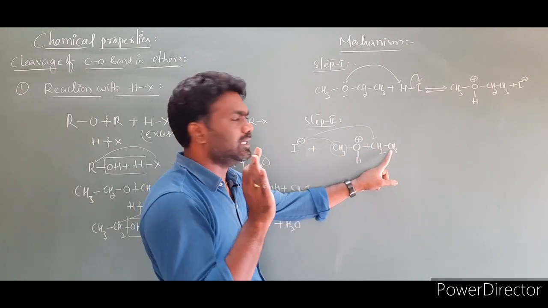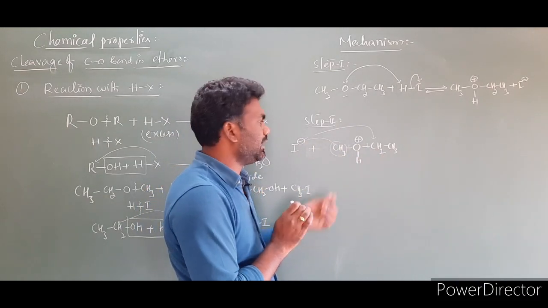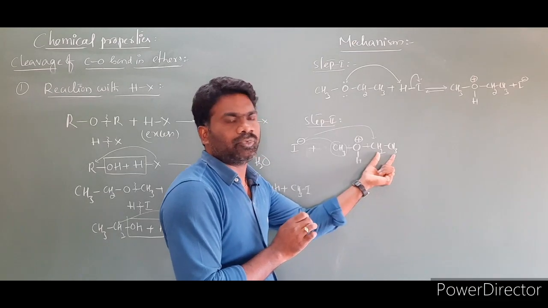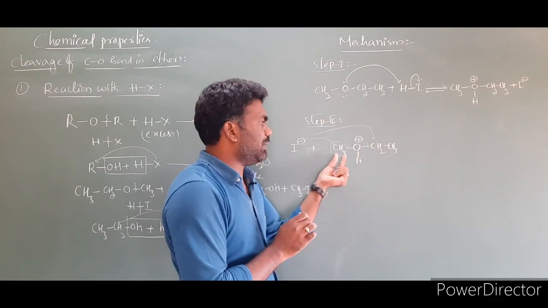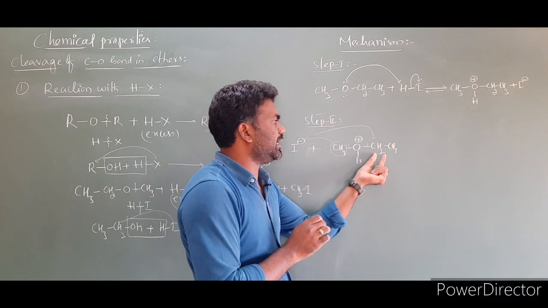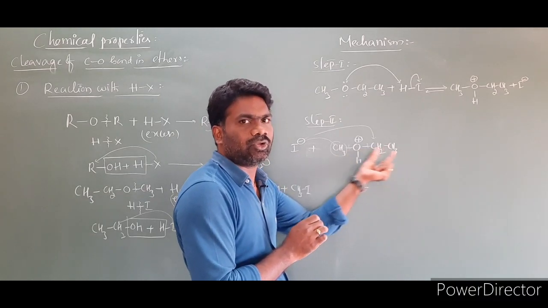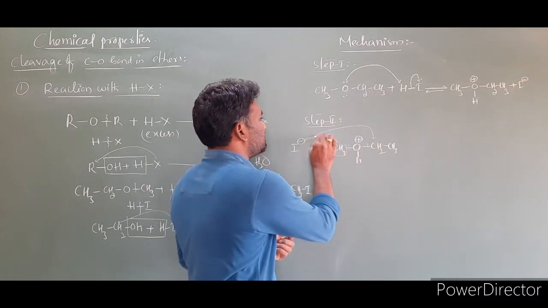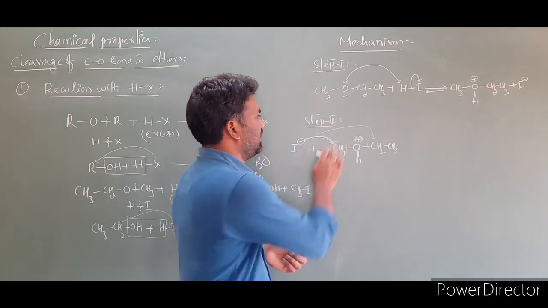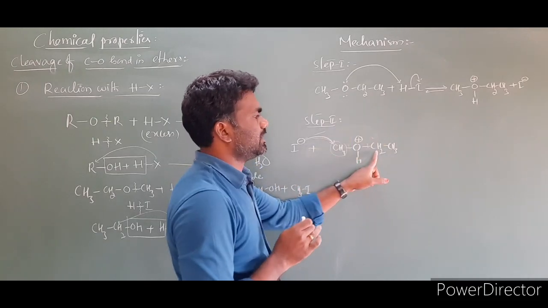I am repeating the sentence: the alkyl halide is formed by the lower alkyl group. Which is the lower one? You have to check among these two, CH3 and CH2CH3. Which is the small one? This one. So I minus attacks this CH3, but not this CH2CH3.